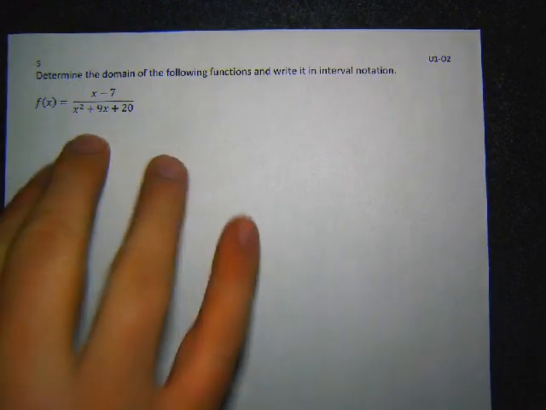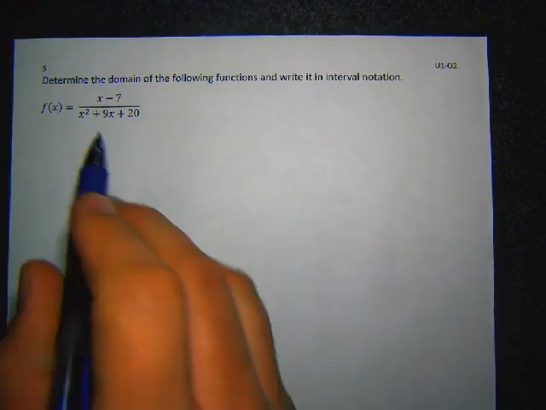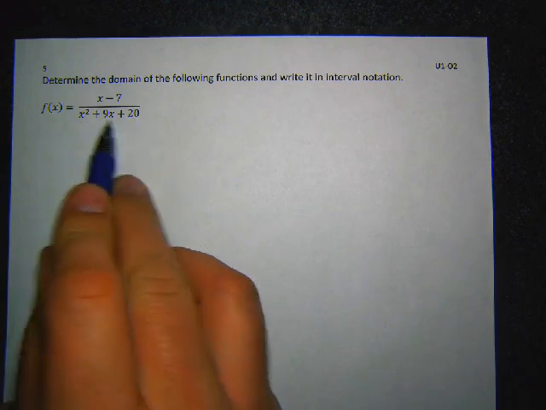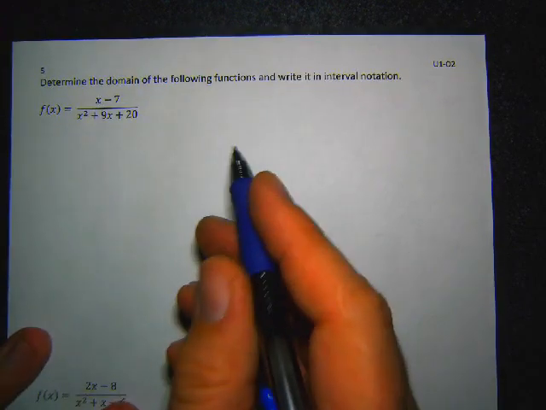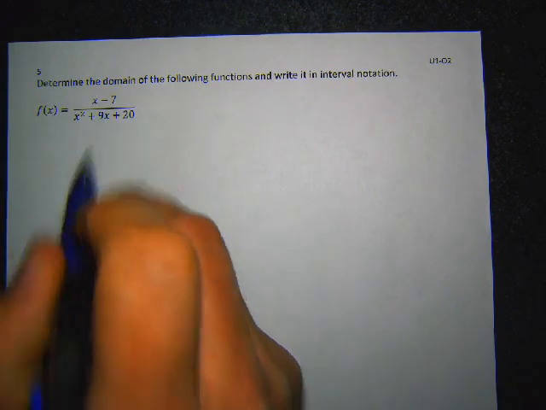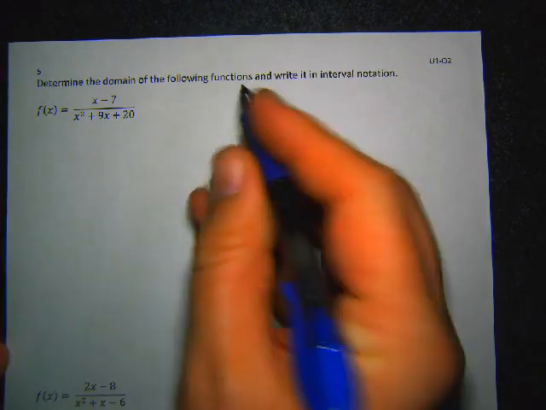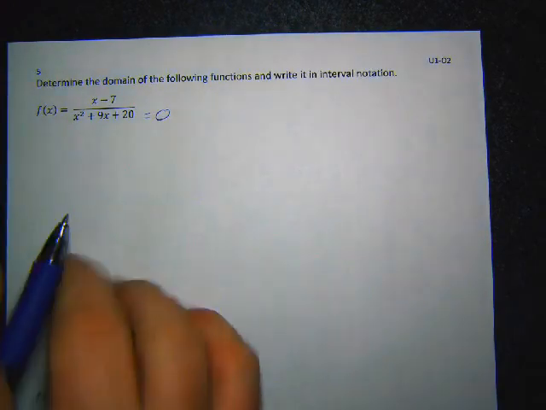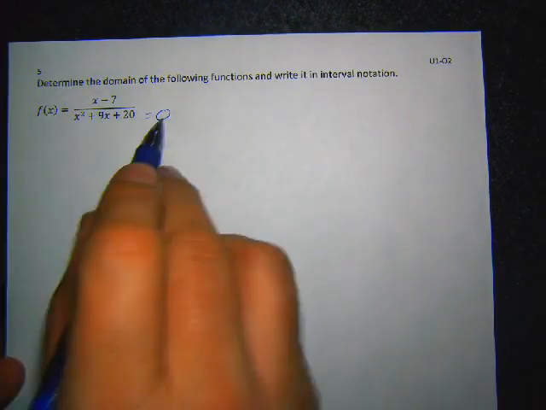So to find the domain of this function, I've got to figure out what numbers make the bottom equal 0. Now this one's not very easy to figure out because it gives us this quadratic on the bottom. So what's going to make the bottom 0? I'm going to take the bottom, set it equal to 0, and solve that.